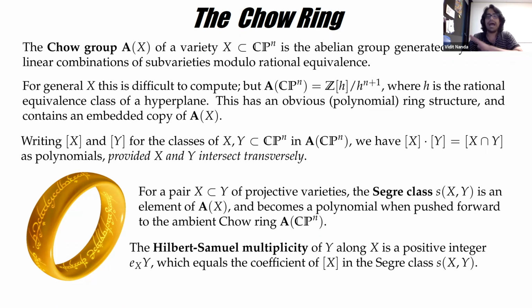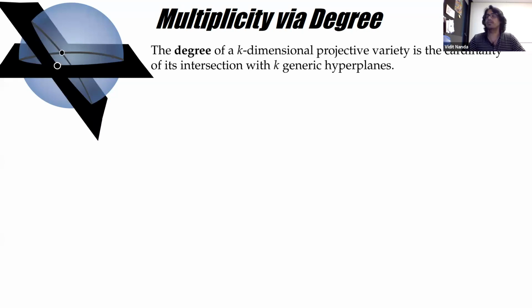Now, for this audience, I do not expect you to love any of these objects that are on the screen or to even be familiar with them. I will give you a much nicer definition of this e(x,y), which we care about computing, which you can arrive at in a much more geometric way. So the degree of a projective variety is the number of points you get by intersecting it with the correct number of planes. If it is a k-dimensional variety, then you intersect it with k generic planes and you count the number of points. So for this sphere, you intersect with a plane, you get a circle, intersect with another plane, you get 2 points. So the degree of that sphere is 2.